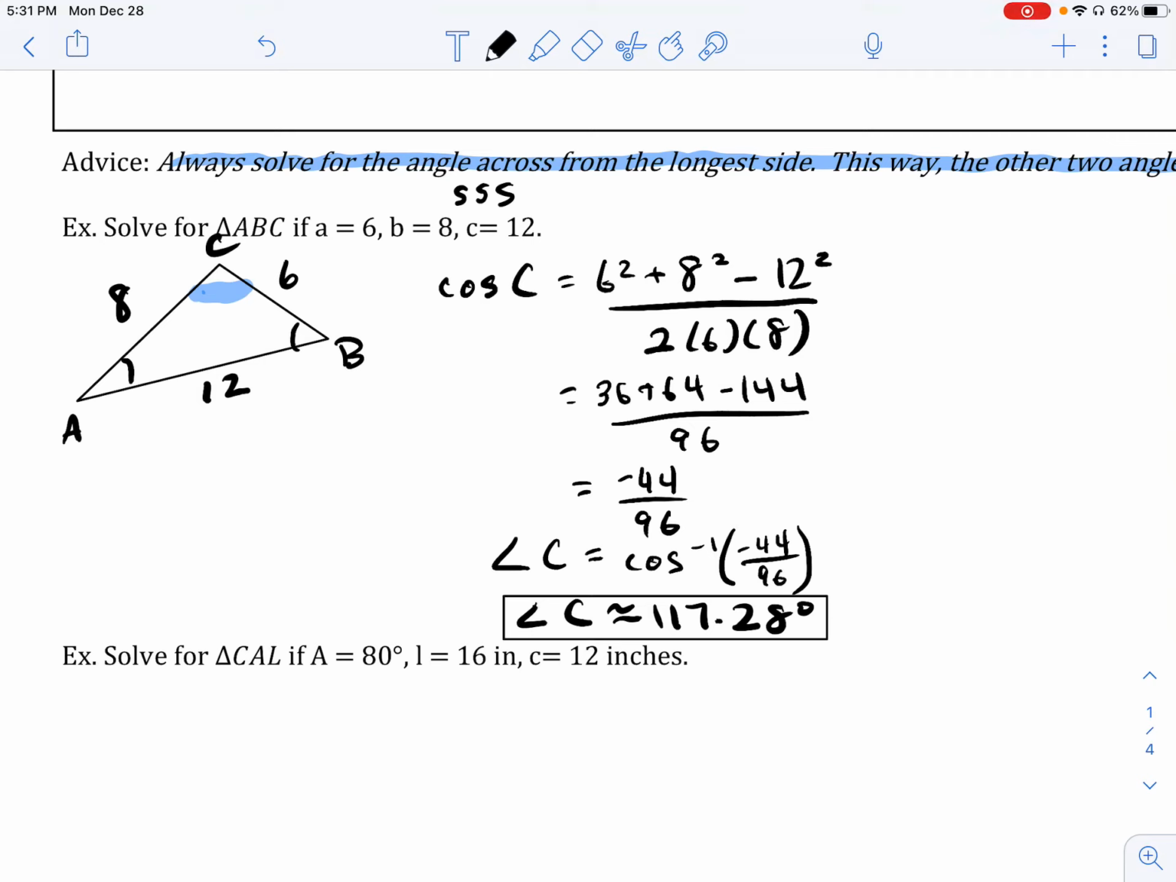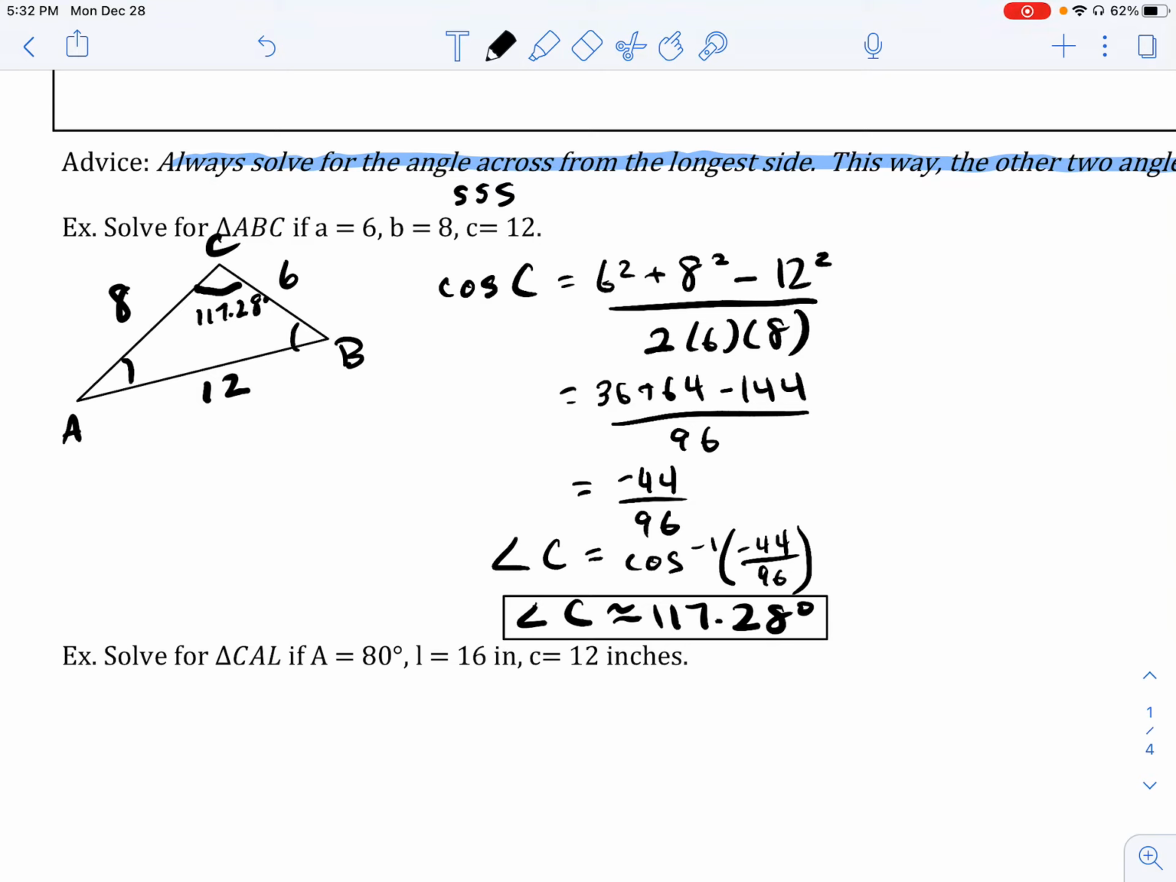And in fact, let me just go ahead and erase this, since I know that this angle now is 117.28, I could use the law of sines now to solve for angle A and then subtract both of the other angles from 180 to get angle B and not worry about it. And in fact, a lot of students choose to do that because working with law of sines is quite honestly a little bit easier with just less numbers to punch into your calculator. So I would recommend starting with angle C first, or the angle that is opposite of the longest side.